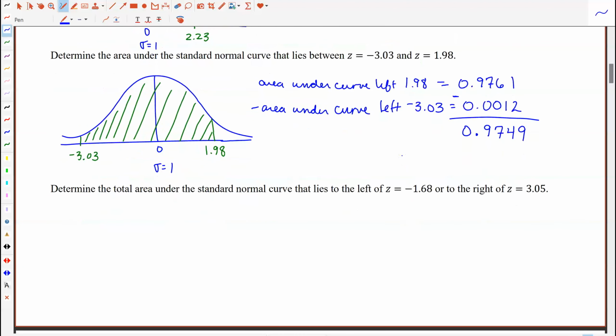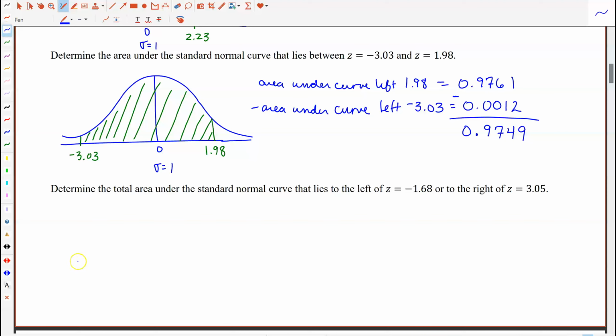This one's going to be a little bit different. This one is: determine the total area under the standard normal curve that lies to the left of z equal to negative 1.68 or to the right of z equal to 3.05.